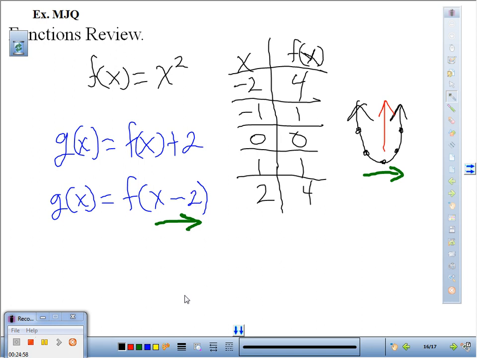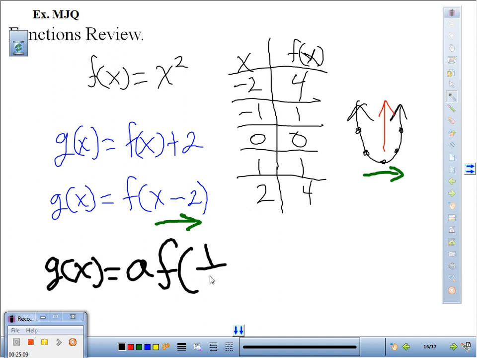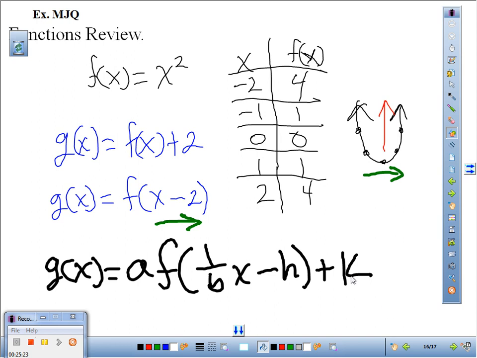Here goes the general rule that I gave you guys. g of x equals a times f of 1 over b times x minus h, plus k. This is the whole thing. However, this rule right here doesn't have a k, so let me erase it. Does it have an a? The a is an invisible 1, so that's why we don't show it. Does it have a fraction here? No, b is 1, so 1 over 1 is 1.